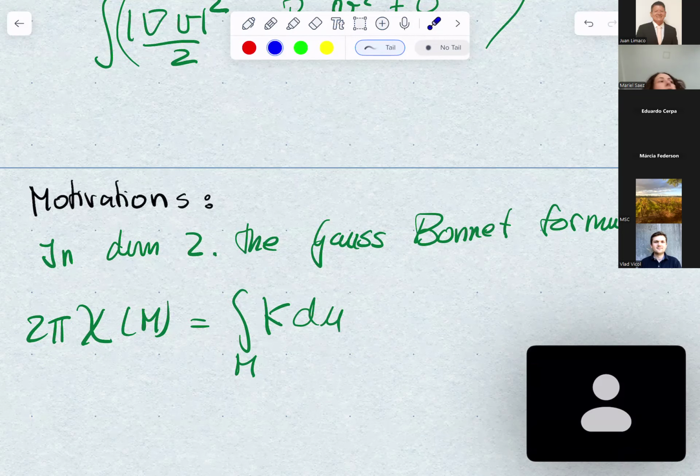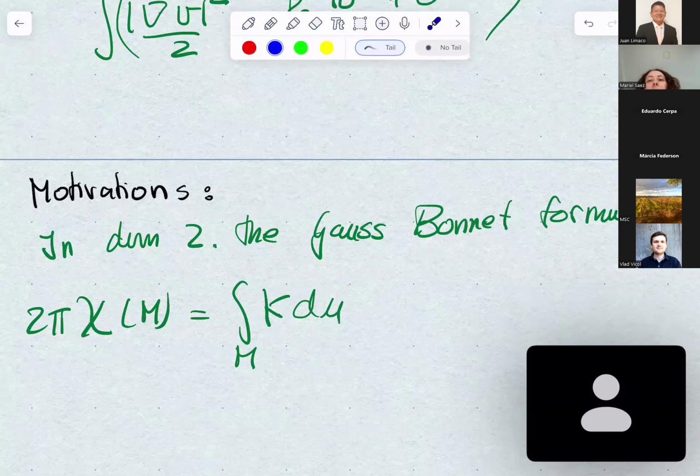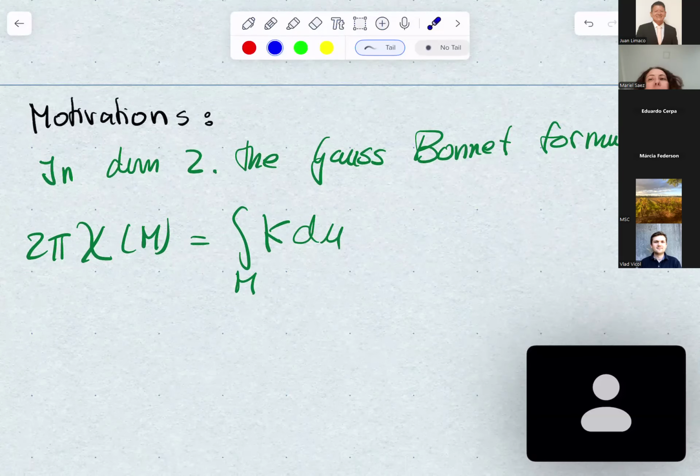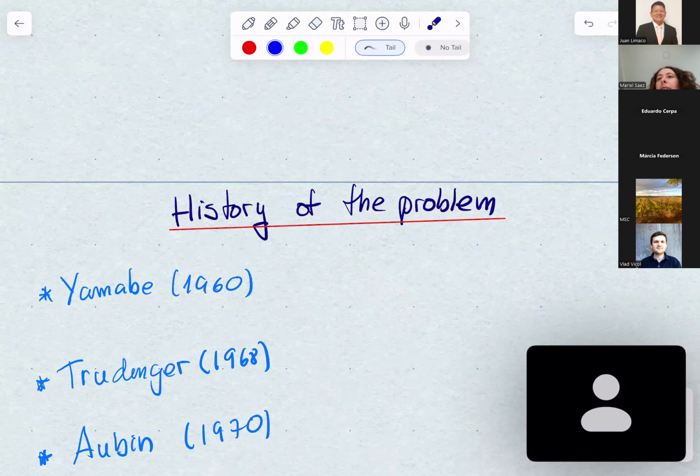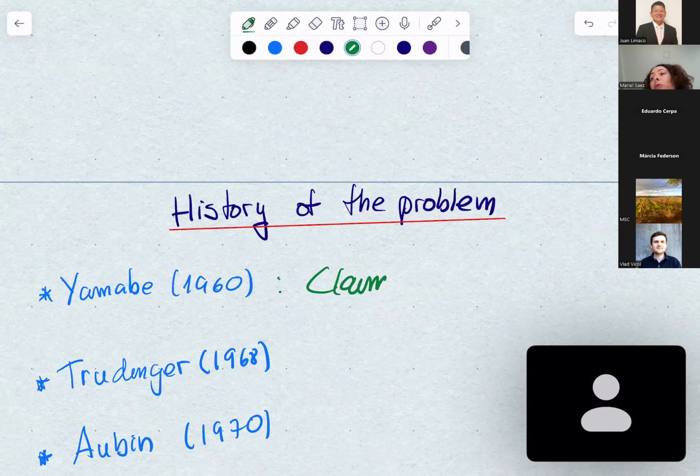So the question was originally more inspired from topology, but at the end, it turned out that there was more motivation from analysis to actually study this question. And let me tell you what the history of the problem is. In the 60s, as I said, Yamabe posed the problem, and actually he claimed a solution. He claimed that he knew how to do it, but he didn't know how to answer the topological question.